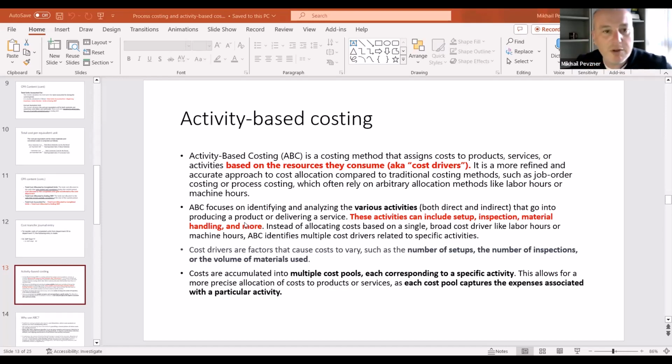But the idea is that you want to figure out, okay, I have these different costs. They're all collectively called overhead, but they're not all the same. We don't want to just make them all the same, because making them the same is wrong, because every type of cost is driven and consumed by a different type of driver. So instead of allocating costs based on a single broad cost driver like labor hours or machine hours, ABC identifies multiple cost drivers related to specific activities. Cost drivers are factors that cause costs to vary, such as number of setups, number of inspections, or amount of materials used.